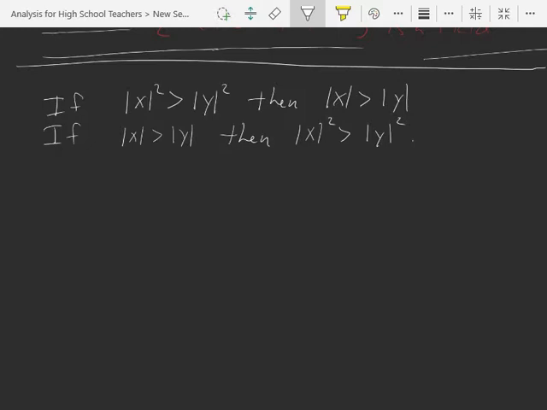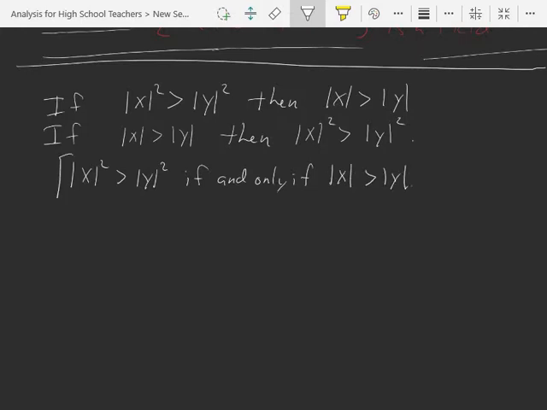When we have something that looks like this, these two statements are called equivalent, and we use the term if and only if to go between the two hypotheses. So I'm going to rewrite this as an if and only if statement. So the absolute value of x squared is bigger than the absolute value of y squared if and only if the absolute value of x is bigger than the absolute value of y.